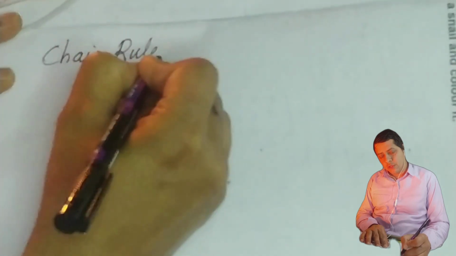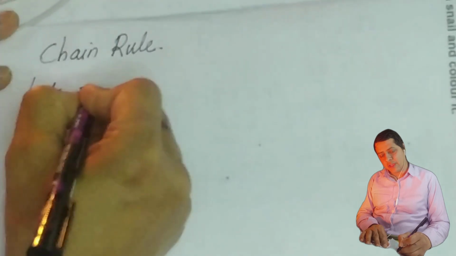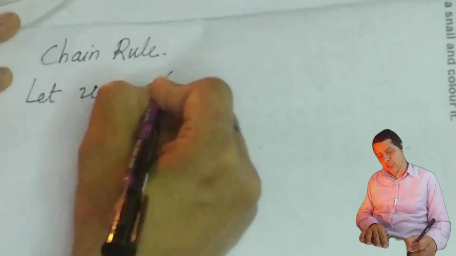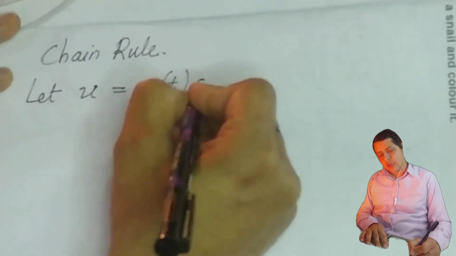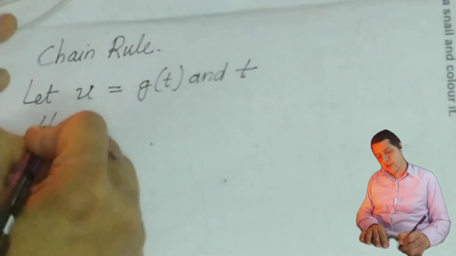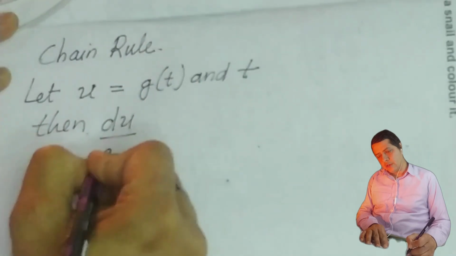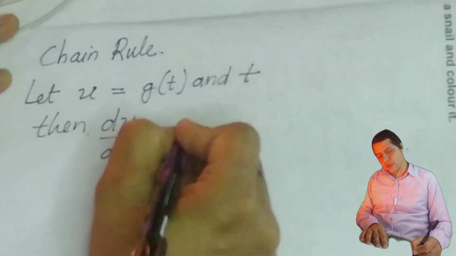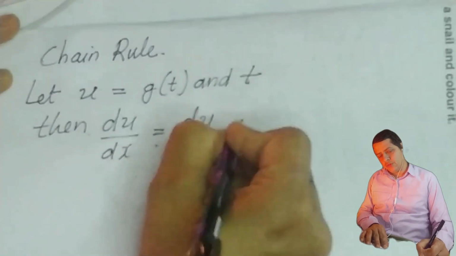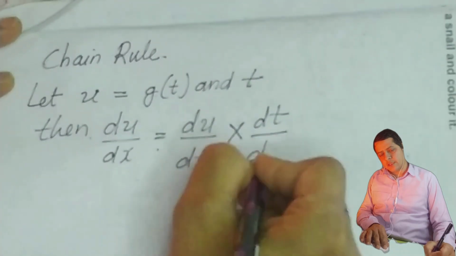Chain rule says you can take any variable, but let's take u. u is equal to g(t), and t is a function of x. Then, as per the chain rule, du by dx is equal to du by dt into dt by dx.